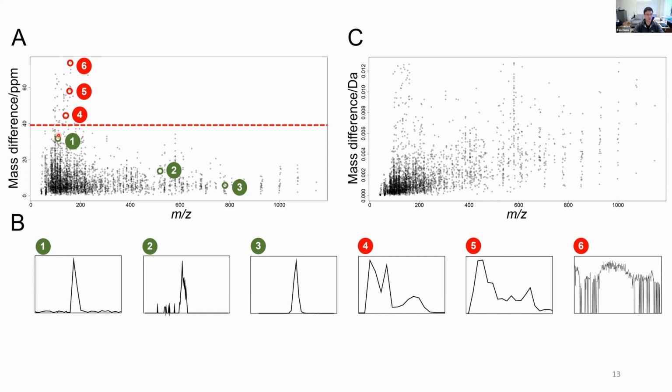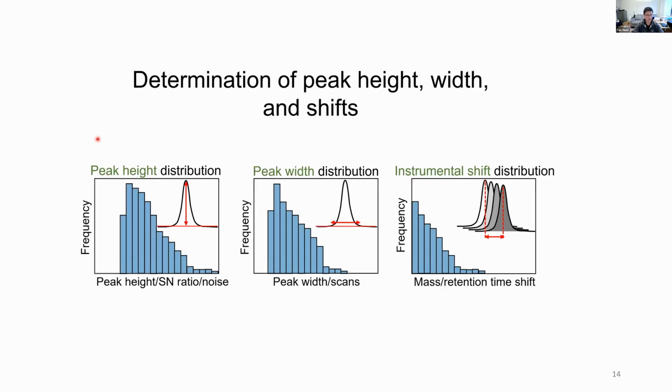Also, once we set up this mass cutoff, it allows us to capture those high quality ZOIs that are below this dashed red line. Using these high quality ZOIs, we can plot the distribution of peak height, peak width, and mass retention shift, because we already know where they are. We know their m/z value, we know their retention time. From these distributions, we will be able to find the best peak height parameter, peak width parameter, as well as the mass and retention time shift for alignment analysis.